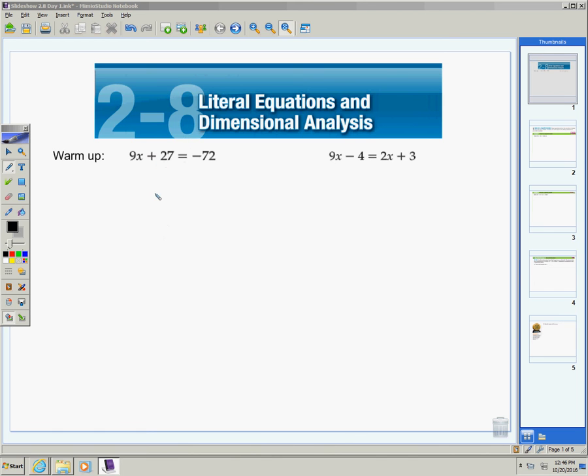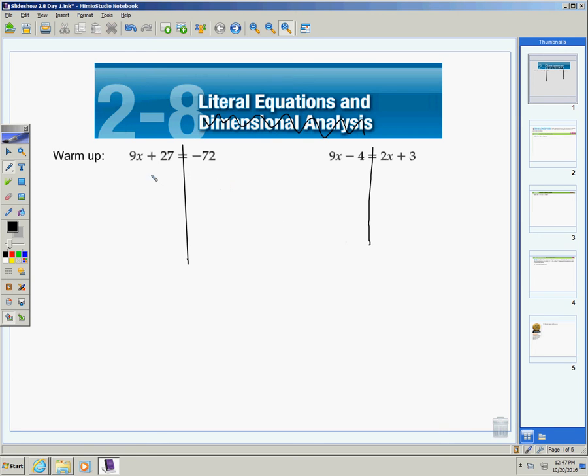In this lesson we're going to be talking about literal equations, and the next lesson will be the one that's actually focusing on dimensional analysis, so don't worry about that. We're just talking about literal equations, and I'll explain what that means once we get there. But for our warm-up, we've just got a couple easy equations, so go ahead, solve those, and then unpause the video and check your answers.